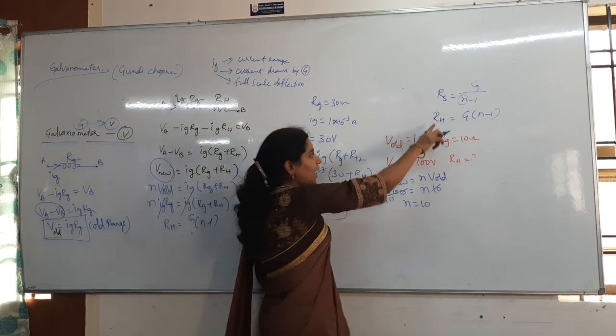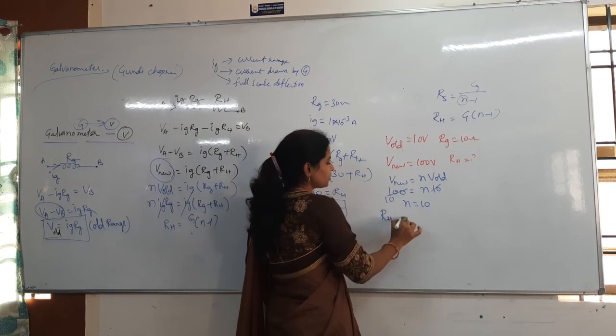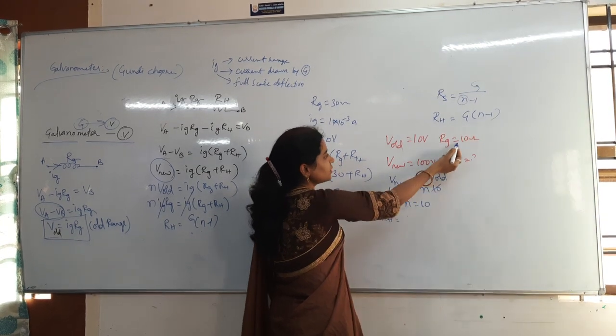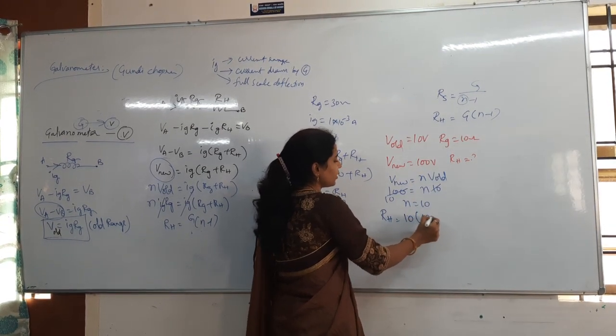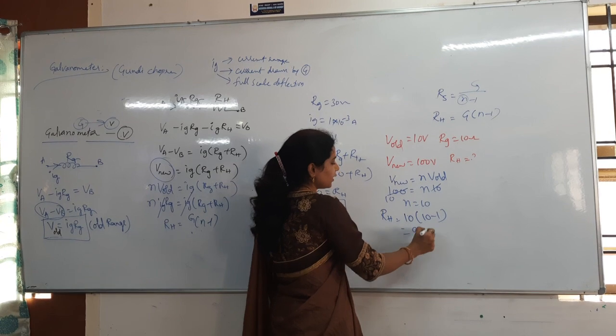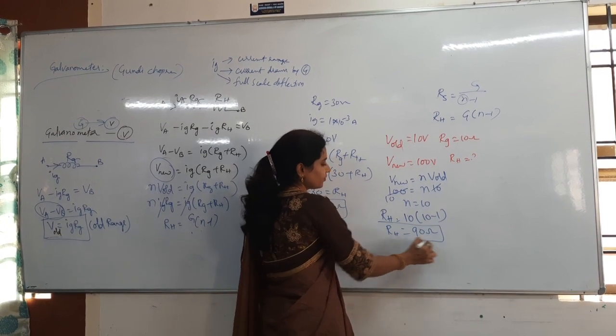Then after that, RH is equal to the direct formula. RH is equal to RG into N minus 1. RG is how much here? 10 into 10 minus 1, nothing but how much will it give us? 90 ohms is the correct answer.